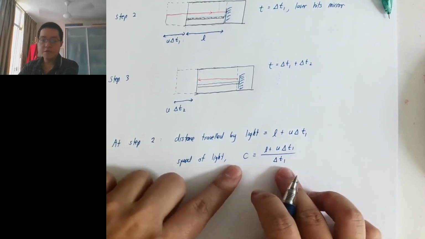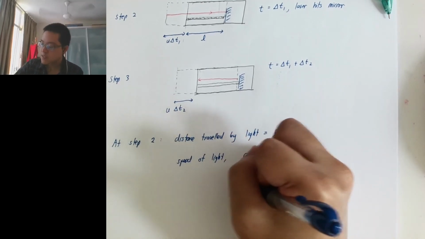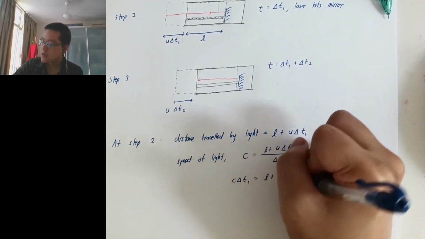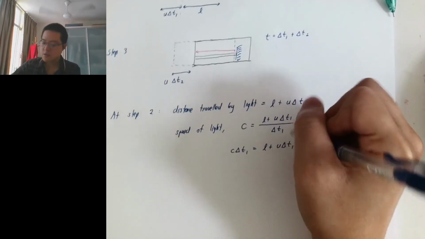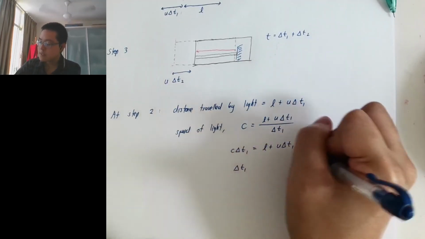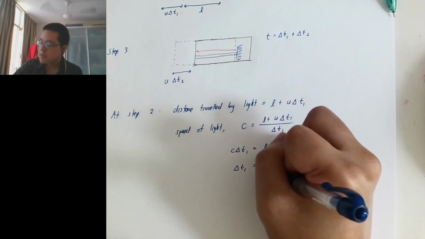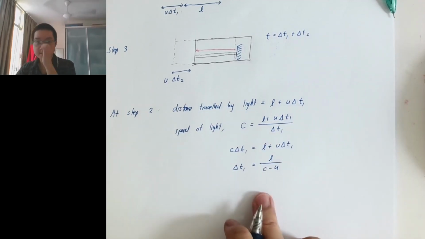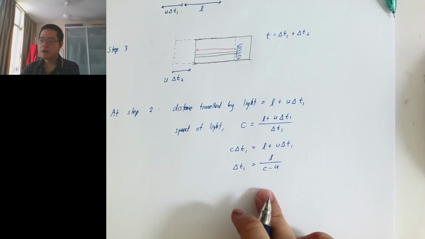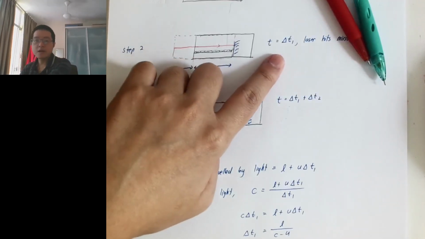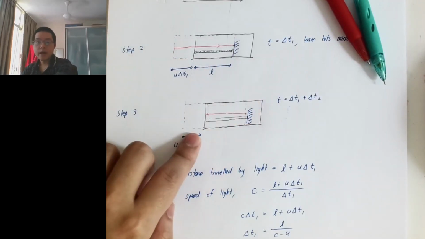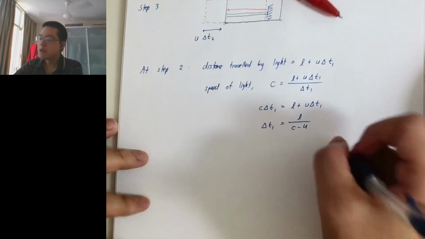Okay, so I will rearrange this expression. I've got c dt1 is equal to L plus u dt1. So I can solve this for dt1. I bring this over. This is L over c minus u. So this is the time interval for step 2. I calculated this time interval 1. I can now consider step 3 to get the other time interval.